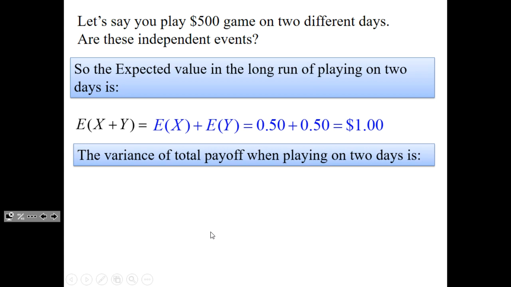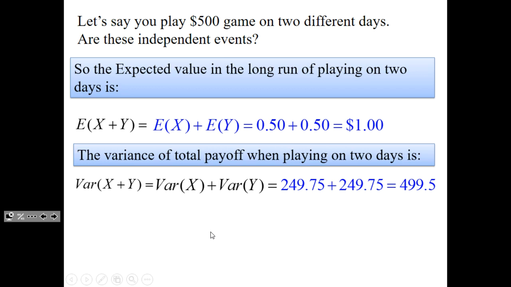But the variance, what's our rule for that? The variance of X plus Y equals the variance of X plus the variance of Y, according to our rule. So it's 249 plus 249, we have 499. This is smaller than when we doubled it. When we doubled it, it was 999. The variance of playing twice is not the same as doubling the variance. So playing the game twice is not the same as doubling the payouts from the game. Make sure you keep these ideas separate.